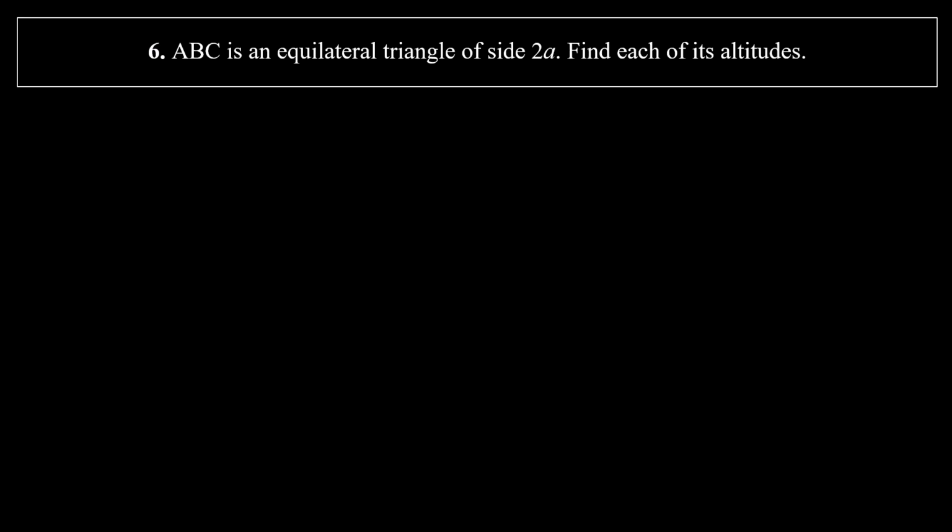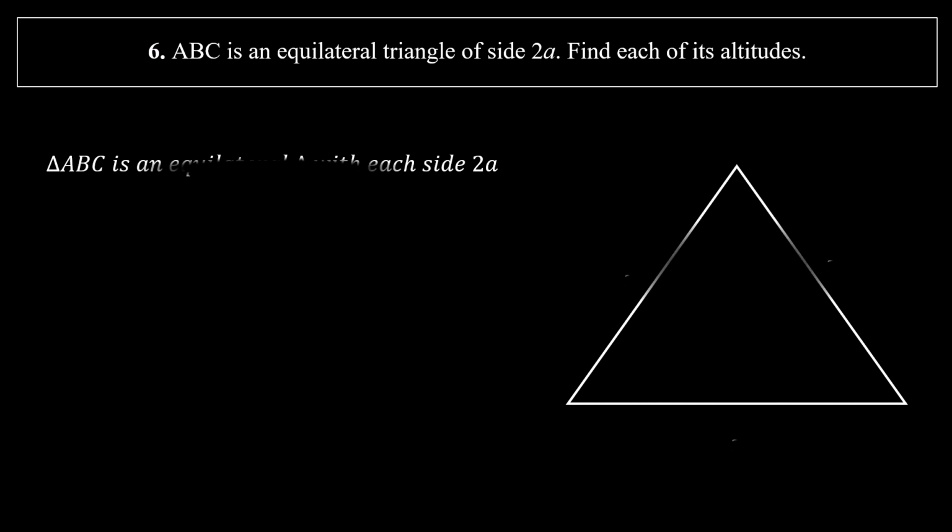In this question we are given equilateral triangle, a triangle with all the sides of equal length is equilateral triangle. Let ABC be an equilateral triangle with each side equal to 2A. Okay, we need to find each of its altitude. This is the property of the equilateral triangle, that all the sides are equal, all angles are equal, and all the altitudes will be of the same length. So we'll need to find just one.